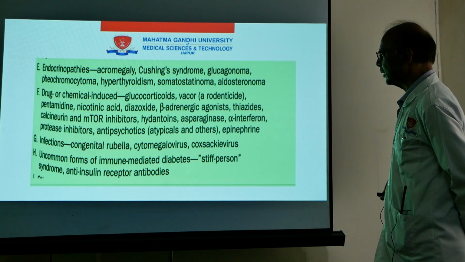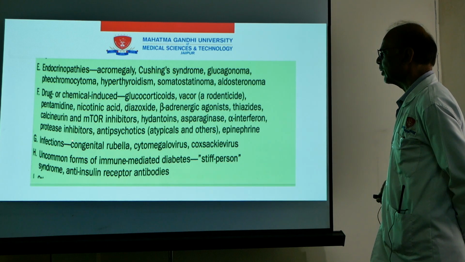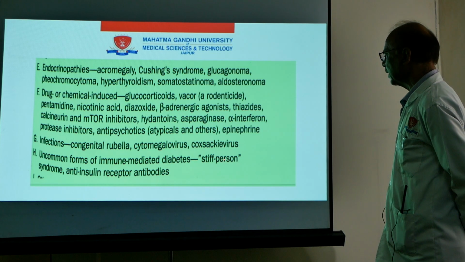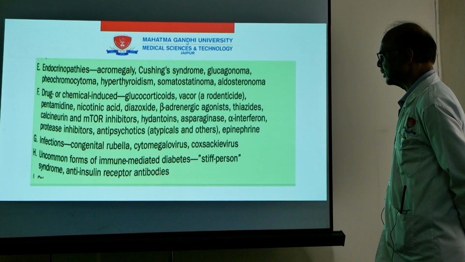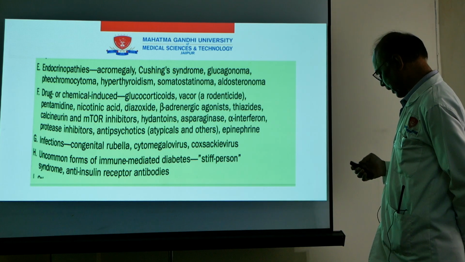Infections, so congenital rubella, CMV or Coxsackie virus are good examples which have been suspected of causing development of diabetes. Uncommon forms of immune mediated diabetes like stiff person syndrome and anti-insulin receptor antibodies. So these are all included in type 3 diabetes mellitus.